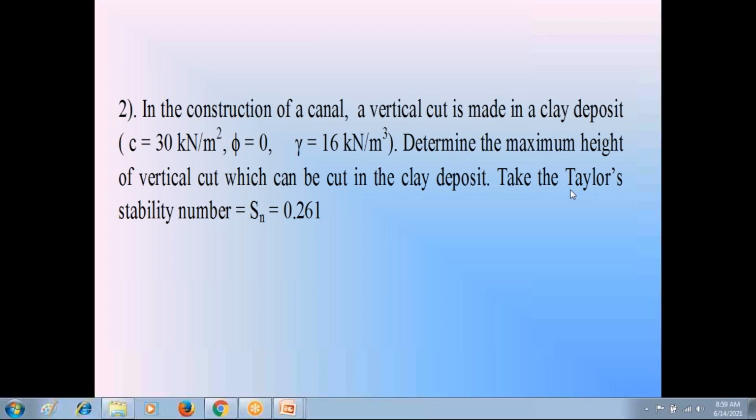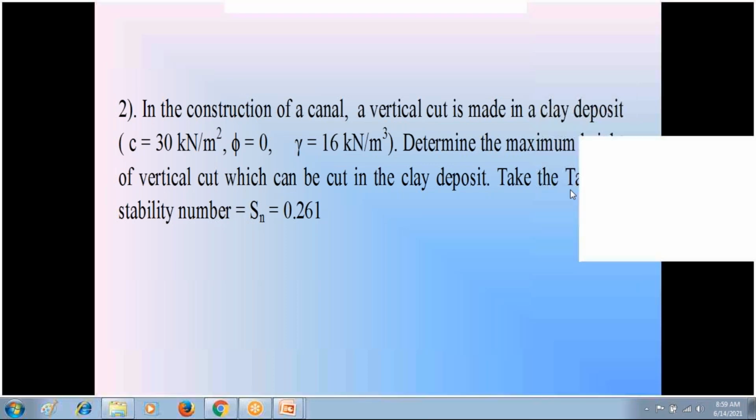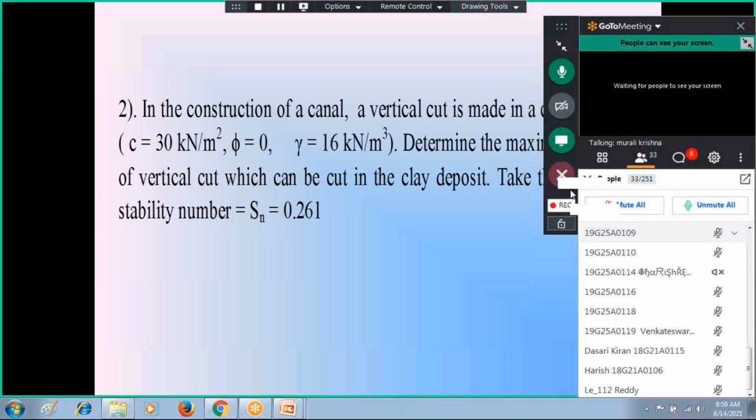Please give me the response. Is my voice audible to you? Are there any disturbances? Somebody posted a message, voice not clear. Dear students, please give me the response. Can you hear my voice clearly, or is there any disturbance?